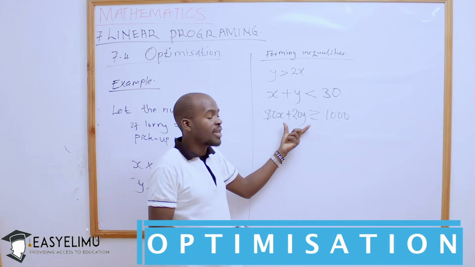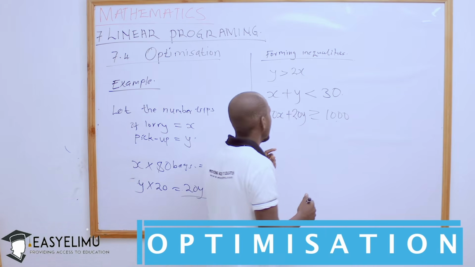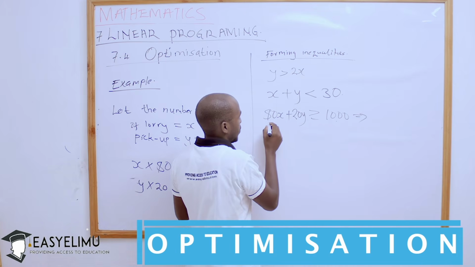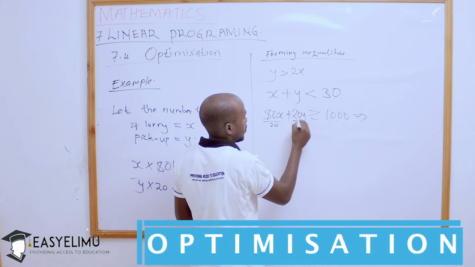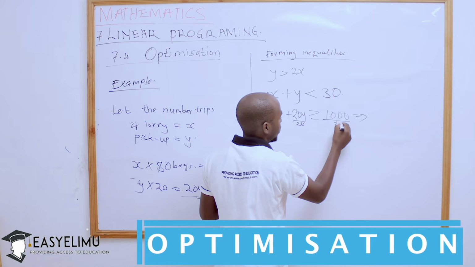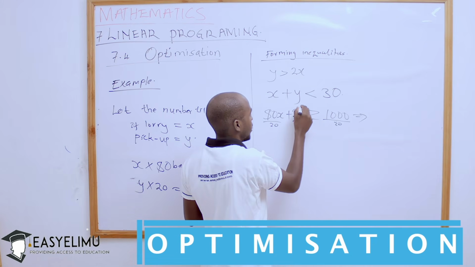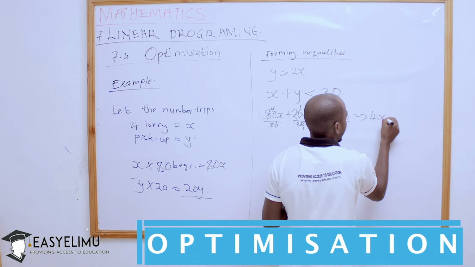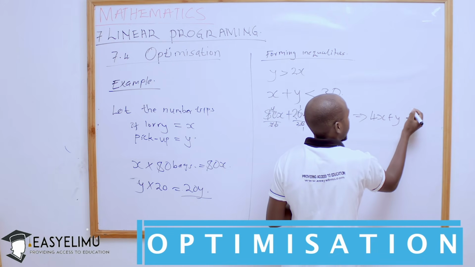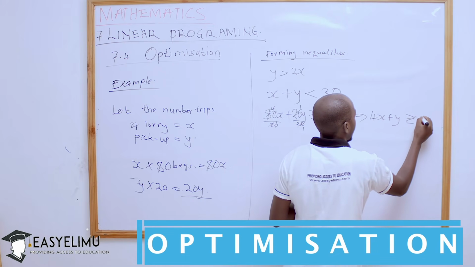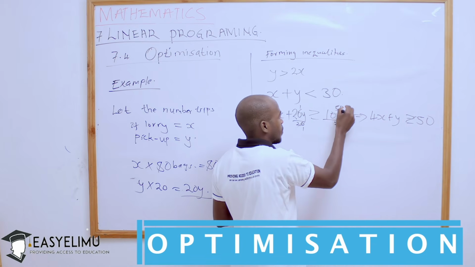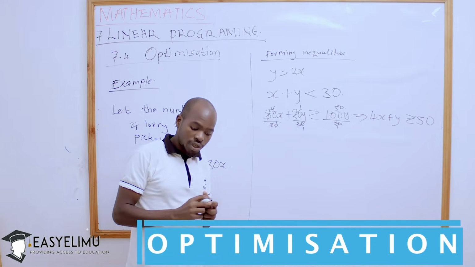And if you simplify this inequality here, you can divide both sides by 20 to simplify it further. You will have 4x plus y is greater than or equal to 50. So we have found that inequality.